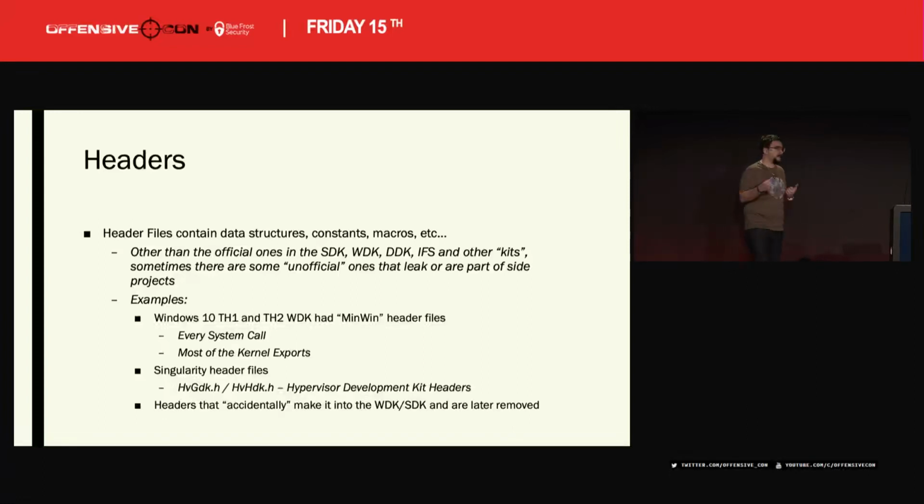Now, on top of that, sometimes there are header files that they accidentally open up. For example, in Windows 10, Threshold 1 and Threshold 2, the WDK had the full set of min-win header files. These are the internal Microsoft headers that one beta build of the WDK had, which included all the system call prototypes and all the exported functions of the kernel and hundreds of data structures and comments, more importantly, around things that had never been seen by anyone. And so a lot of this is paying attention to what's getting released.